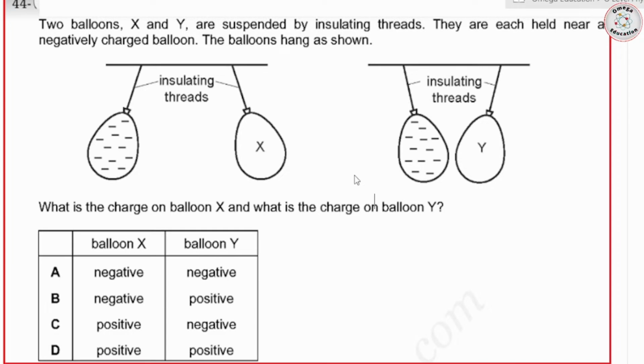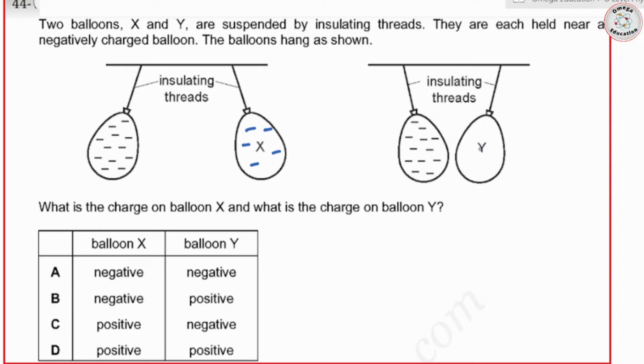Now, first of all, you can realize when there was a balloon X in front of the negatively charged balloon, it appears that the balloon X is being pushed away, is being repelled by the negatively charged balloon. So that means the balloon X must be having like charge with respect to this balloon. So in that case, it must have been negative charge. Only then these two balloons will repel each other. So there must have been negative charge on the balloon.